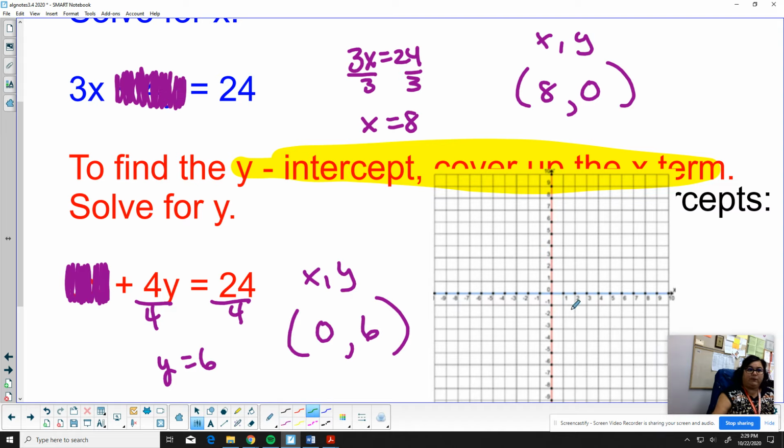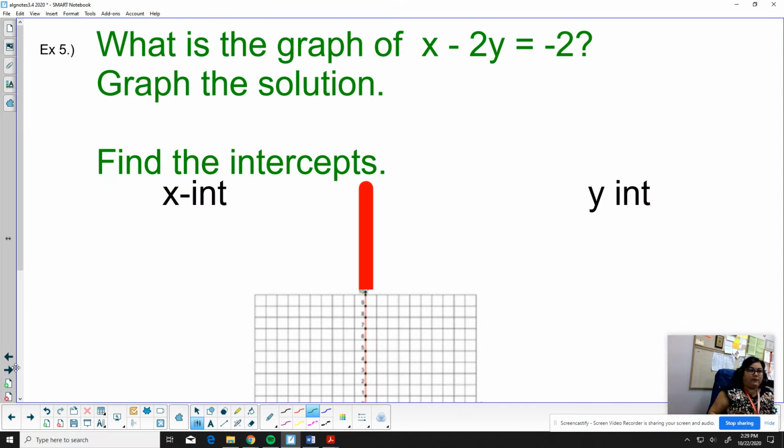So 8, 0 would be right here, and 0, 6 would be up 6. So I can make a line now. So there's my answer. The picture is the answer, and also the intercepts are as well. All right, your turn to try one. Hit pause and try one.